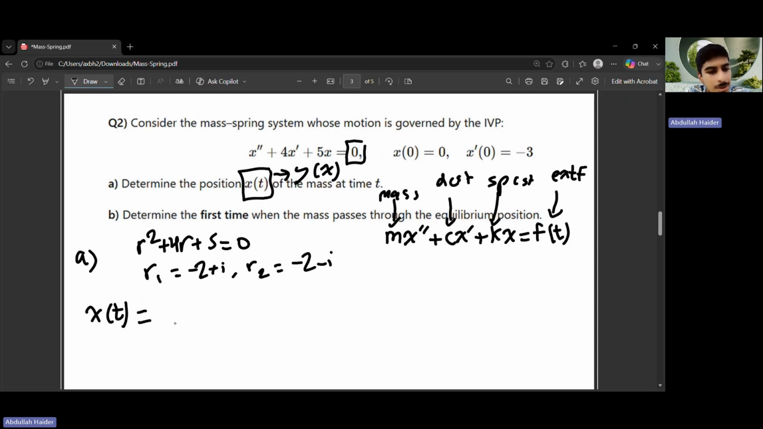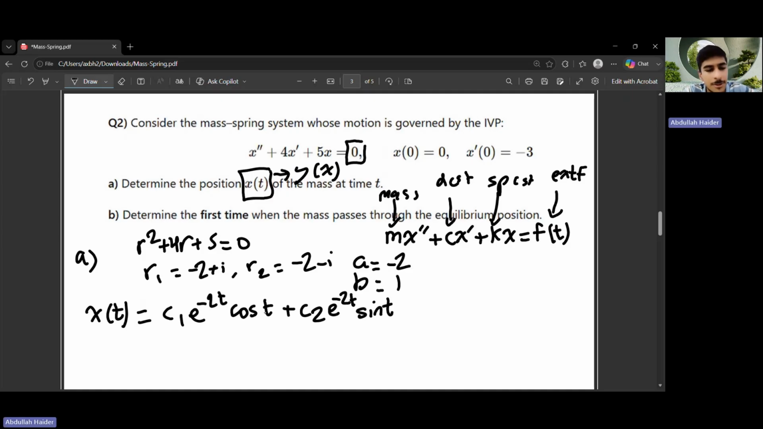So this would give us C1 e power minus 2t cosine t, plus C2 e power minus 2t sine t. Note that a equals -2, and b equals the positive coefficient of i, which is 1. This is your x of t, but we're not done yet. We are not done.